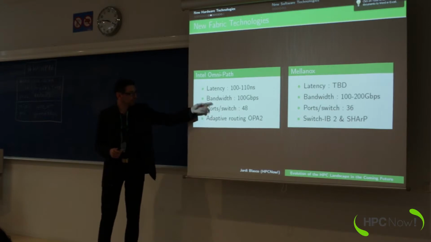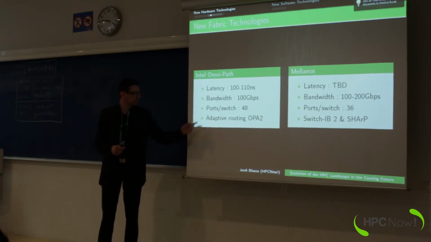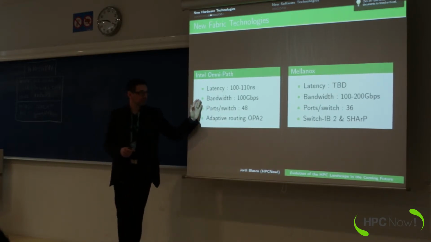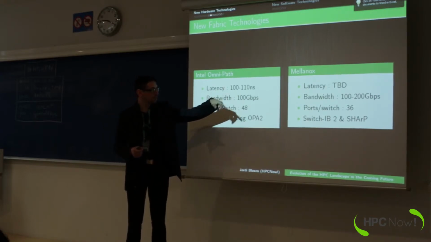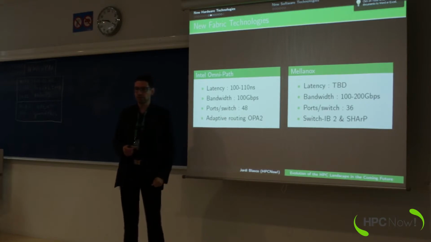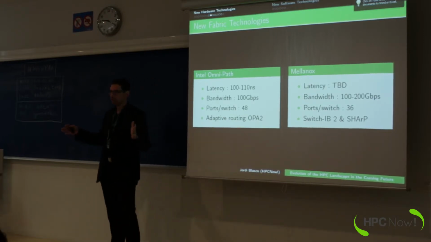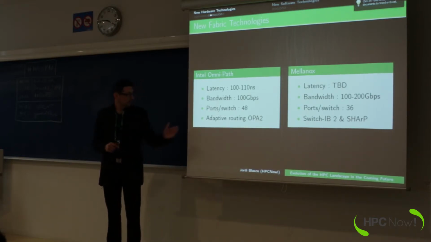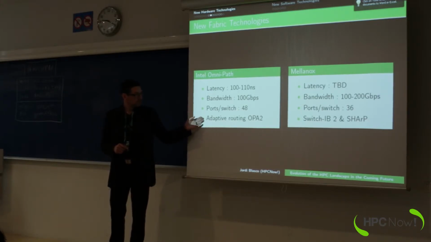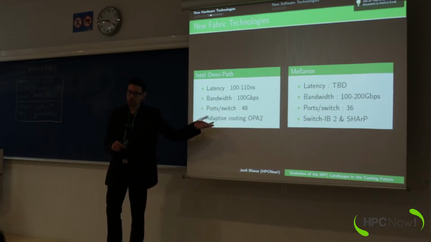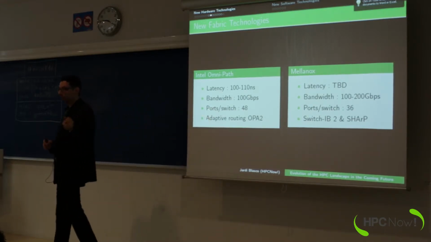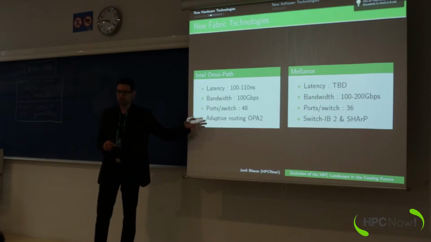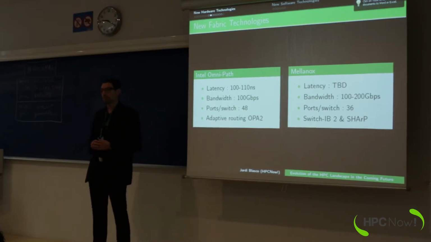Bandwidth is quite good, at 100 gigabits per second, and then the number of ports per switch is quite new. Usually what we have been dealing with these days is 36 with Mellanox. Nowadays we're going to have 48. So this means bigger switches, less complexity in terms of topology in the low latency network. And the next generation, OmniPath 2, will adopt the technology that Intel bought from Cray, the Aries technology, with adaptive routing. So this is going to be available on the regular market as well.